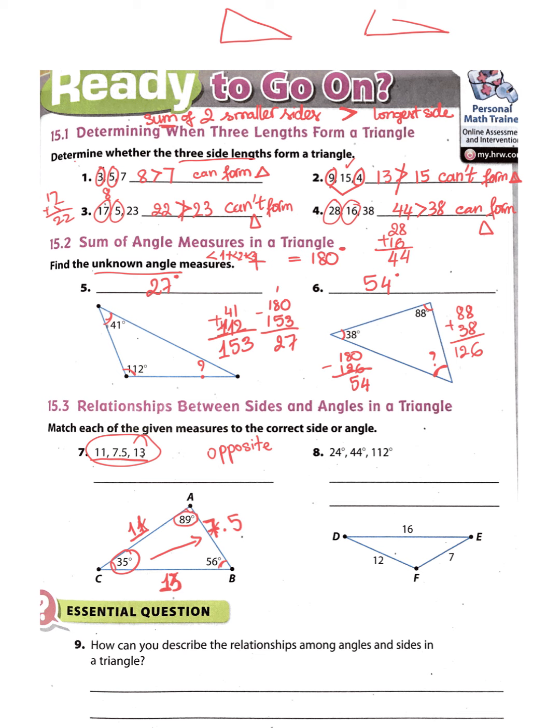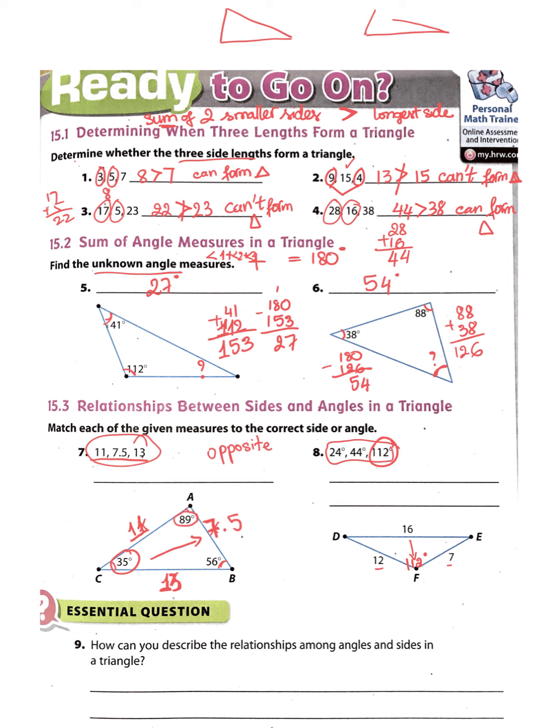Now for number 8, they're giving you the side lengths and you're going to have to fit the angles into the right places: angle F, angle E, or angle D. So let's start with the biggest side length, which is 16. The opposite angle will be the biggest angle as well. So angle F will go with 112 degrees, right? Because that's the biggest angle.